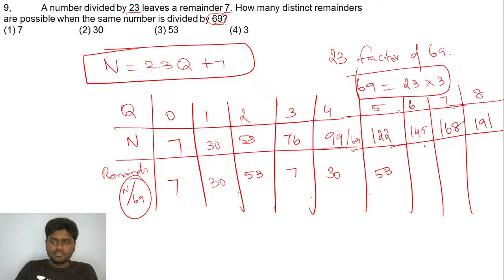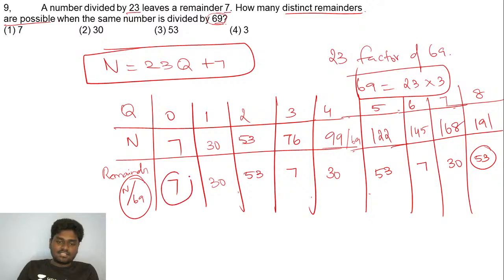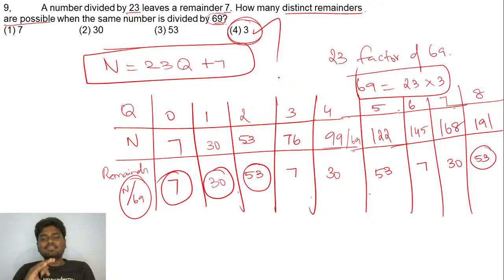That is the remainders. If you see, it will be 7, 30, and 53. So listen very carefully. They're asking you how many distinct remainders are possible. 7 is a distinct remainder. 30 is a distinct remainder. 53 is a distinct remainder. So if you try to see here, you have exactly 3 distinct remainders. So if that is the case, then the answer is going to be option 4. You have 3 distinct remainders.